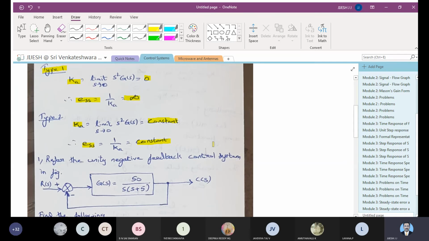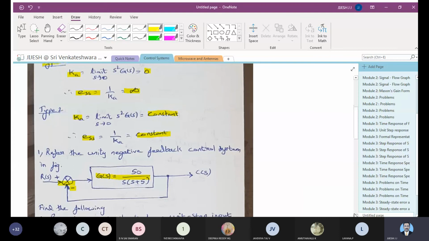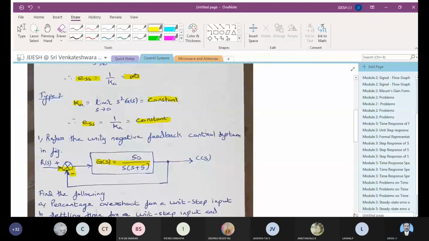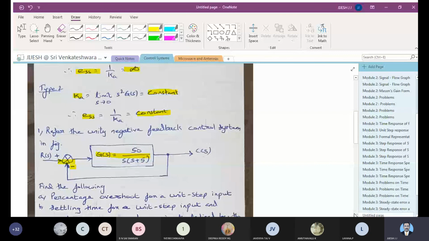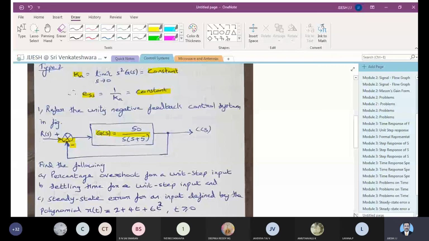So one of the problems is: refer to the unit negative feedback control system which is given. Here G of s is given as 50 divided by s into s plus 5, and this is a negative feedback system. The following parameters are to be found: percentage overshoot for a unit step input, settling time for a unit step input, and steady state error for an input defined by the polynomial r of t equals 2 plus 4t plus 6t square. So you need to do this.